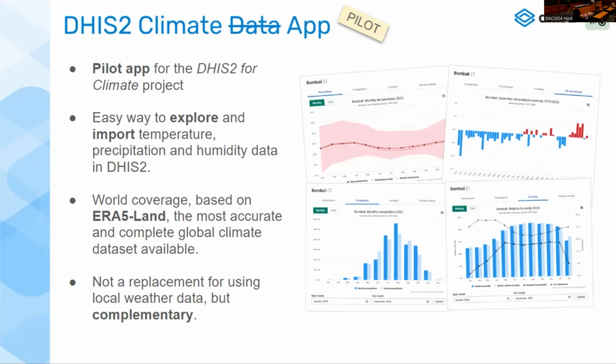And we don't look upon this as a replacement for using local data. You should always strive to use the best climate data available for your country, but it will be a next way to validate the data. If there are big differences between the local and the global data, there might be some errors that should be investigated.